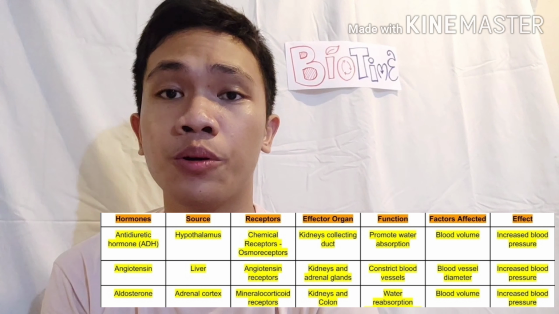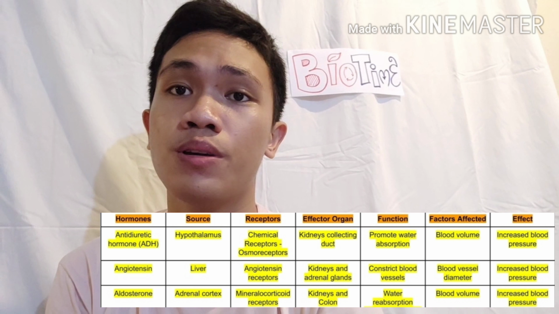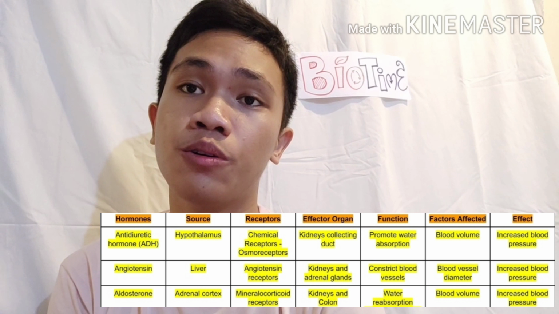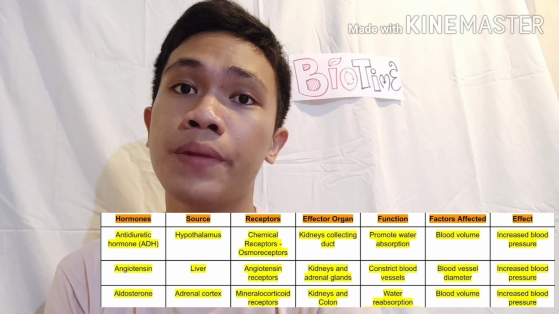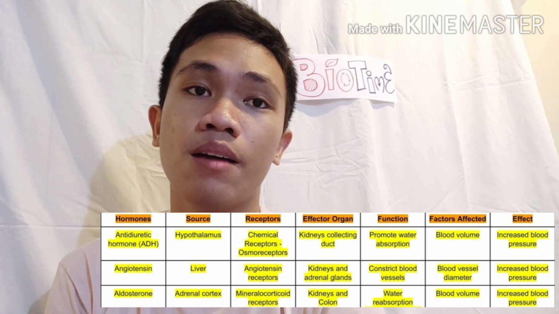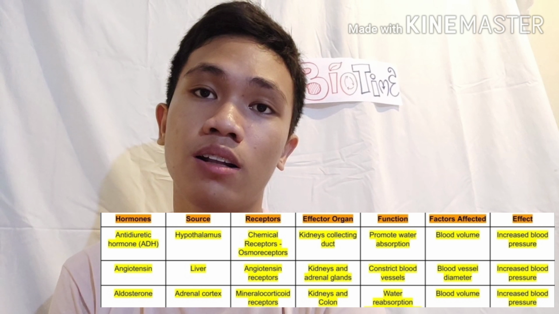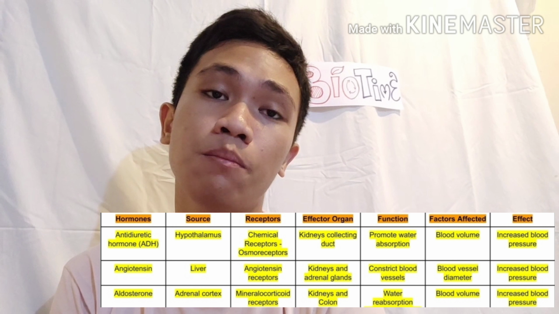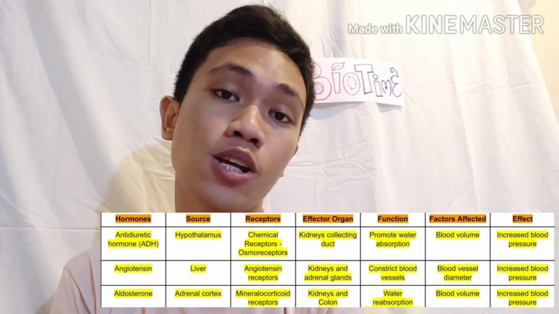So our third hormone is the aldosterone, which is created in the adrenal cortex and binds to mineralocorticoid receptors in the kidneys and colon that promote water absorption along with sodium, increasing the blood volume and blood pressure.